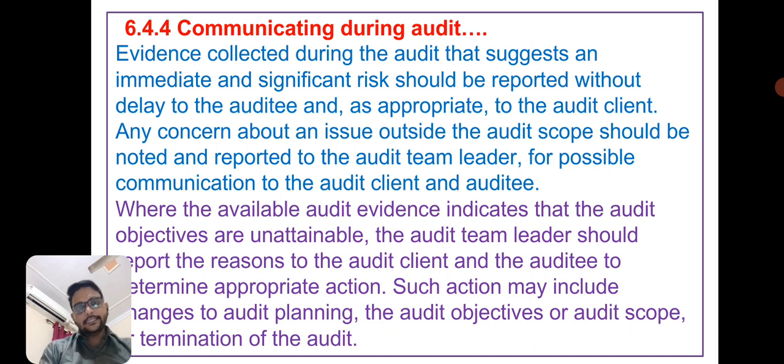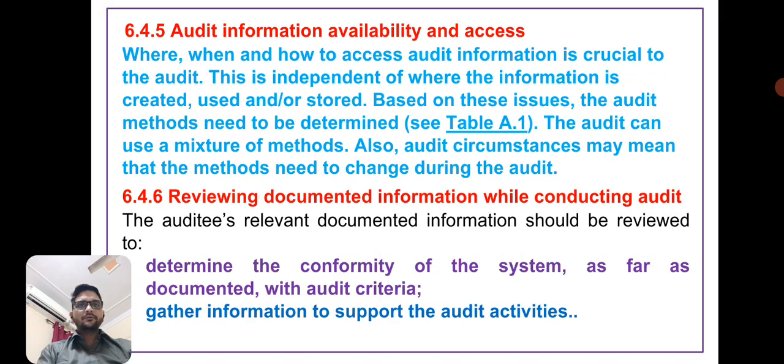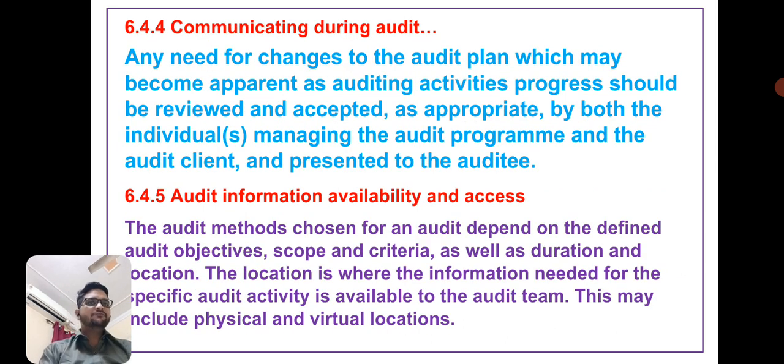client and auditee. Where the available audit evidence indicates the audit objectives are unattainable, the audit team leader should report the reason to the audit client and auditee to determine the appropriate action. Such action may include changes to the audit planning, audit objectives, or scope, or termination of the audit. Next, any need for changes to the audit plan which may become apparent as auditing activities progress should be reviewed and accepted.